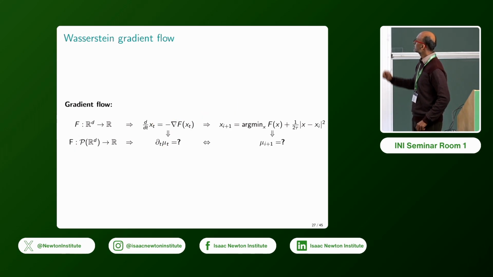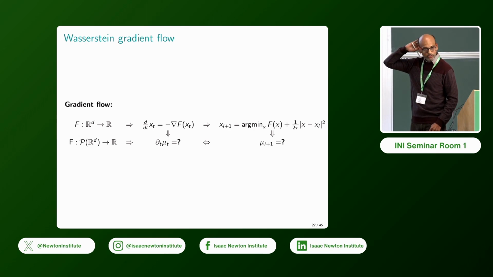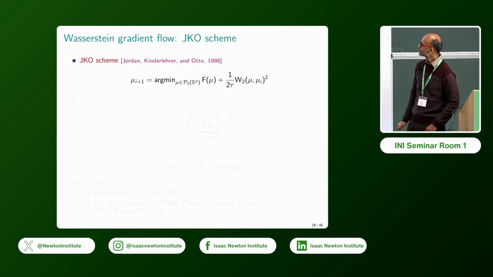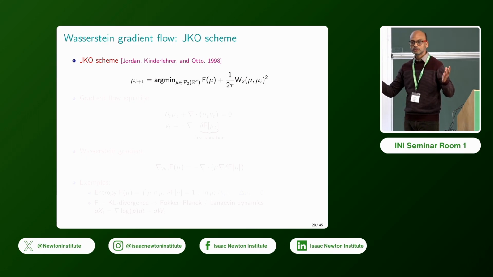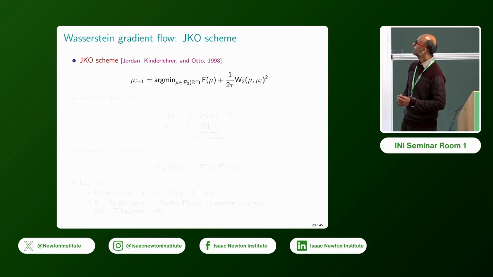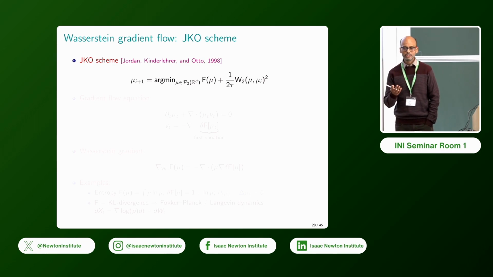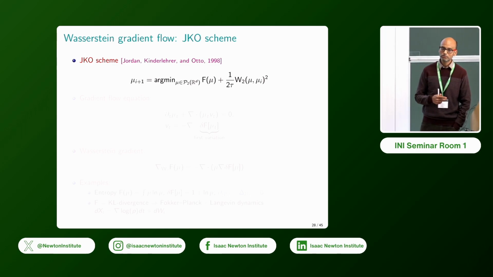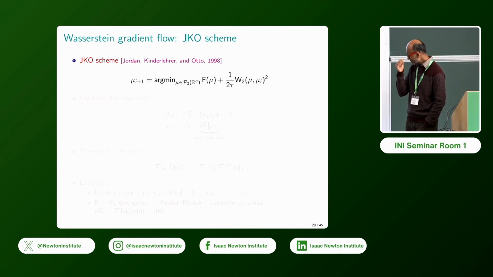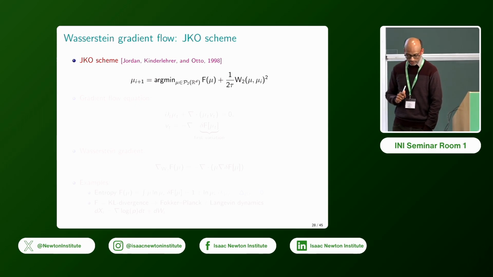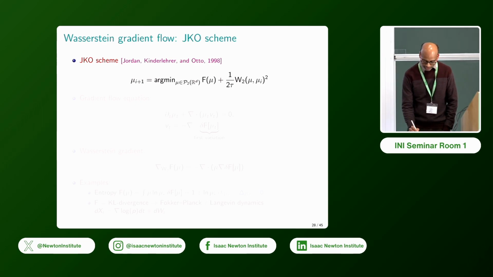So in other words, how do you define these updates in the probability space? Okay. So there is this almost foundational work by Jordan, Kinderlehrer, and Otto. It's called the JKO scheme. Sometimes it's also called the minimizing movement scheme. What they proposed is, let us define this update in this way.